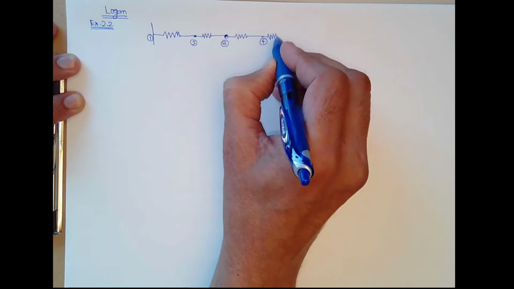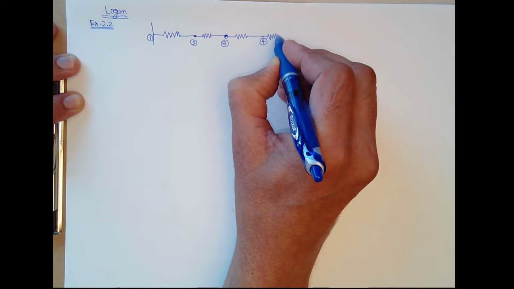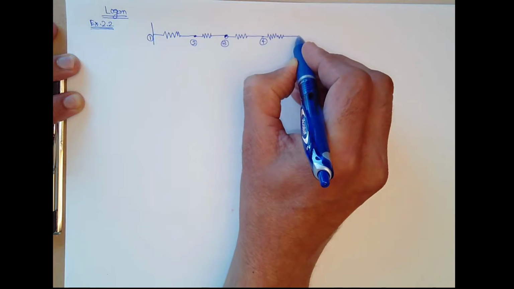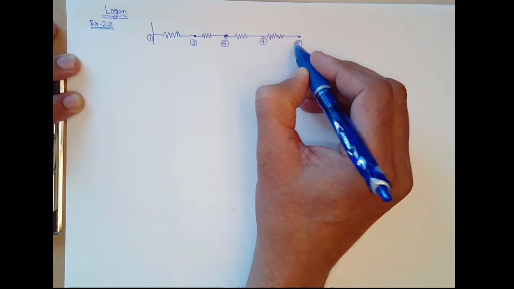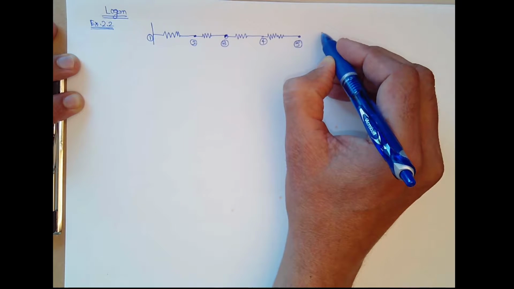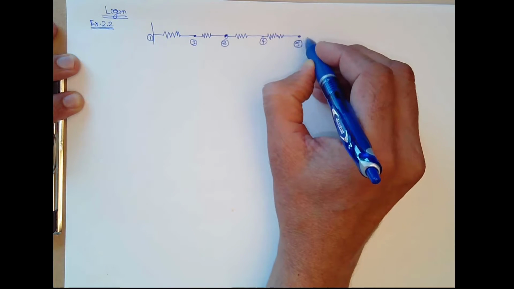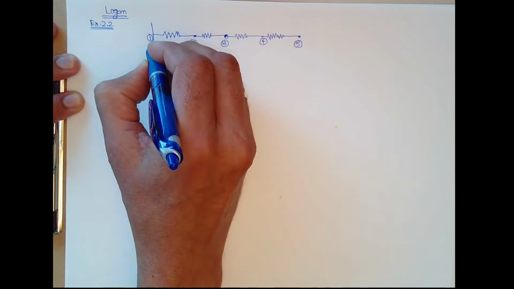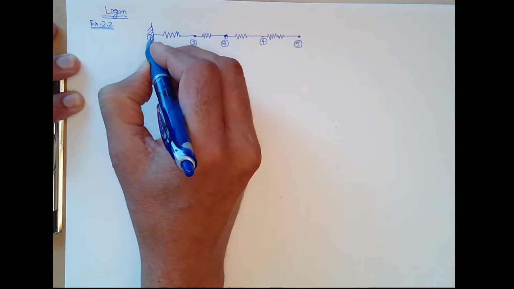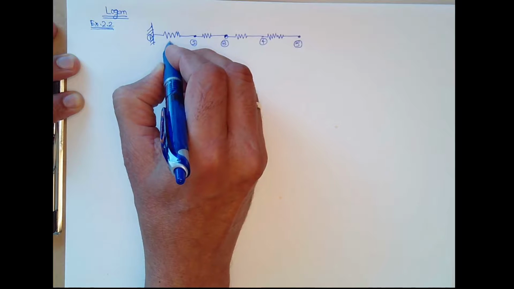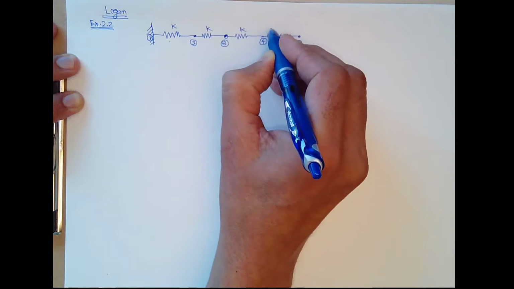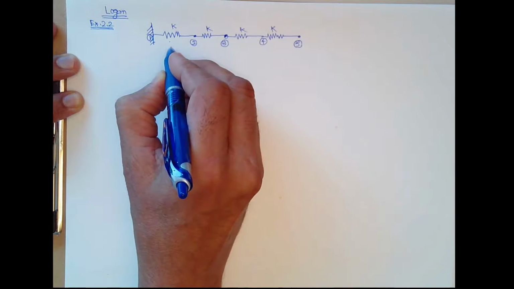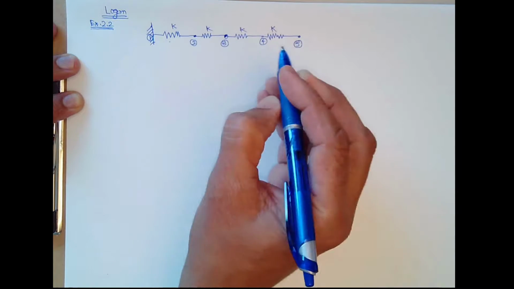And this is the fourth spring, and this is the node point 5. This node point 5 has some displacement. It is fixed to a boundary condition, stiffness k, stiffness k, stiffness k, stiffness k, and the problem I'm writing this way.